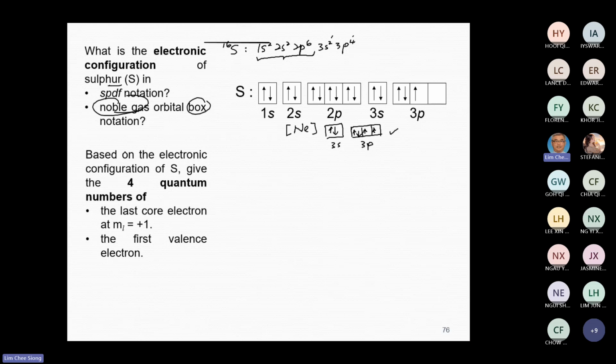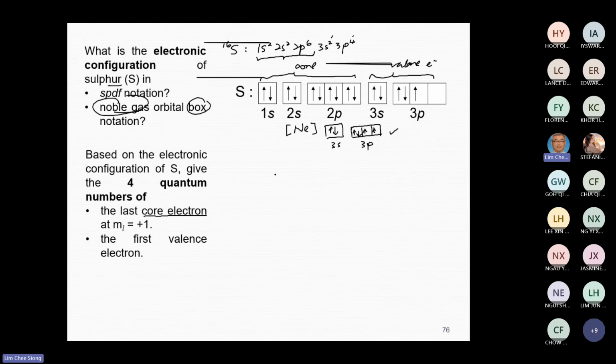Okay, for example here, based on the electronic configuration of sulfur, give the 4 quantum numbers of the last core electron at ml equal to +1. Wow, you say, wow, how do we know it? Be careful. When we refer to here, you must know what is the core electron. Where is the core? So we know that this one refers to the valence electron. Then the leftover is under the core. The core.